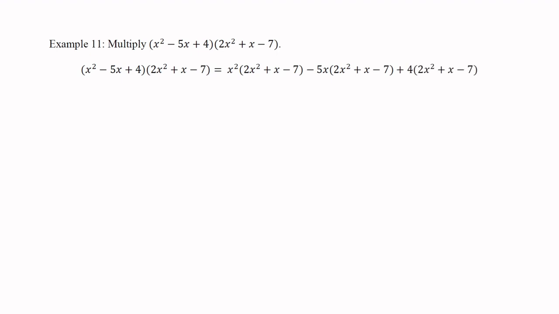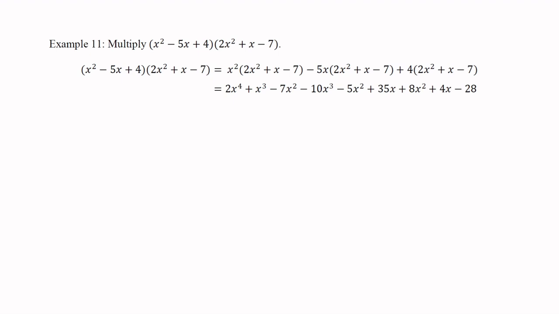Now we're going to distribute each of these pieces. With the x squared, we are going to distribute to the first term, to the second term, and to the third term. We'll distribute the negative 5x to the first term, the second term, and the third term. And then we'll distribute the 4 to the first term, the second term, and the third term. And now all that's left is to combine your like terms.